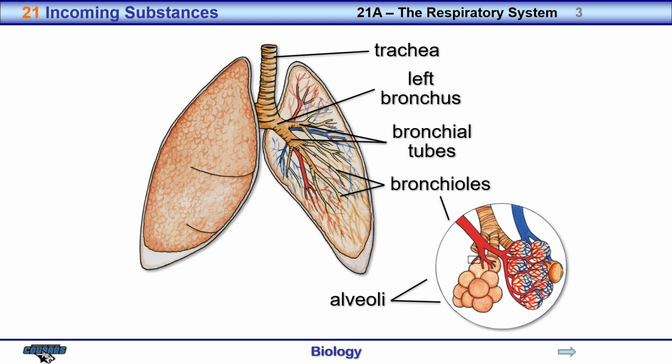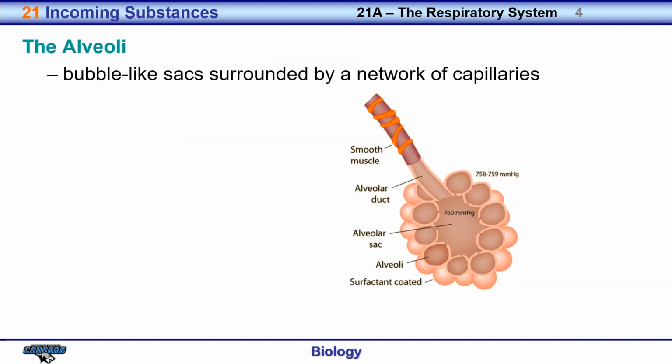Now, the close physical relationship of the alveoli and the blood capillaries provides rapid exchange of carbon dioxide out of the blood and into the lungs, or oxygen from the lungs and into the blood. So they're bubble-like sacs. They're surrounded by lots of capillaries.